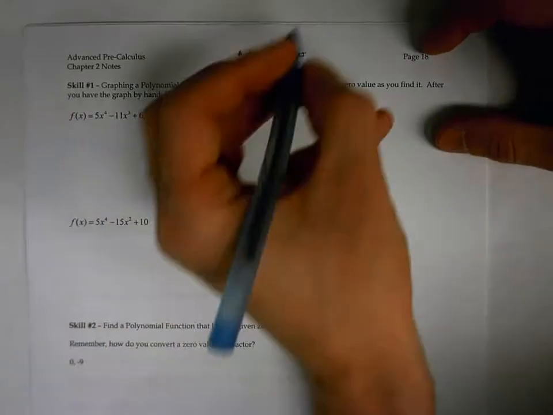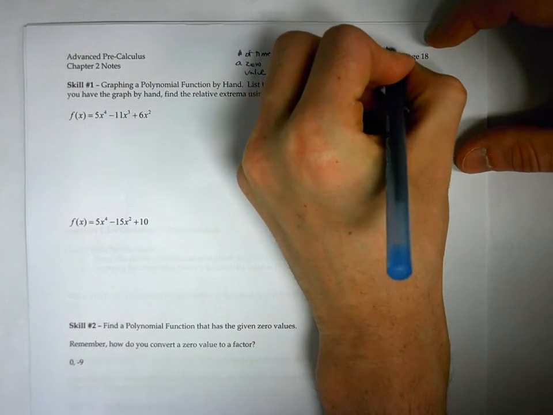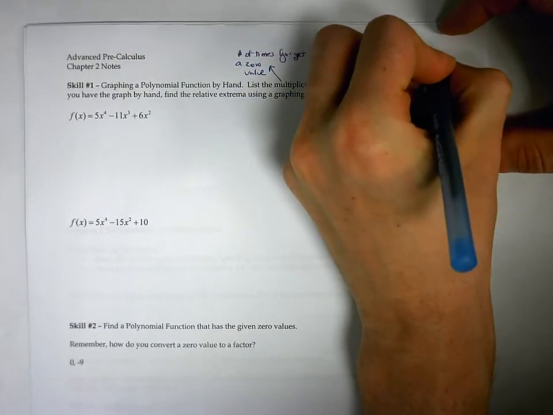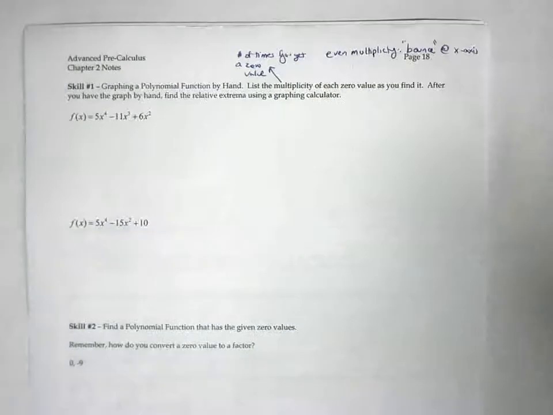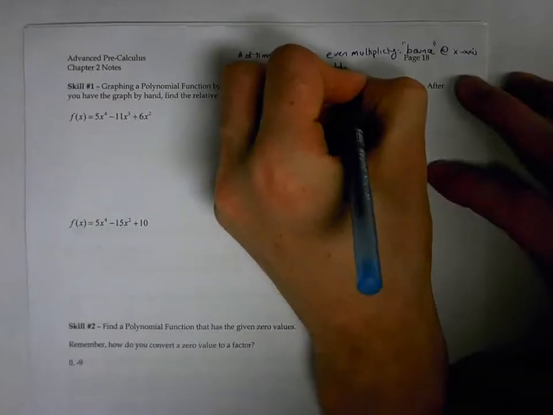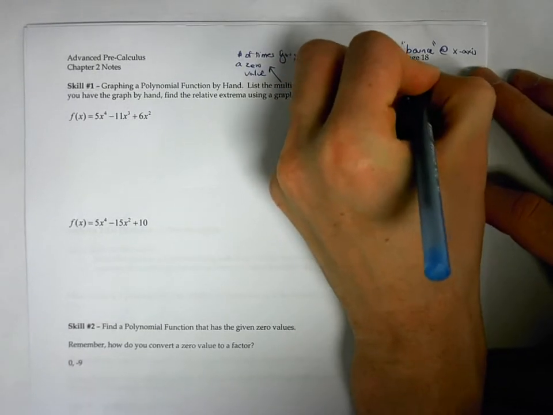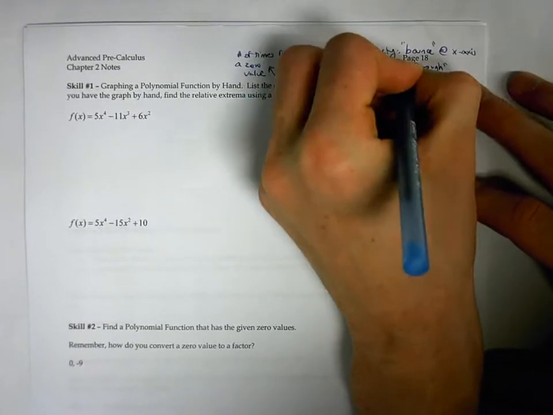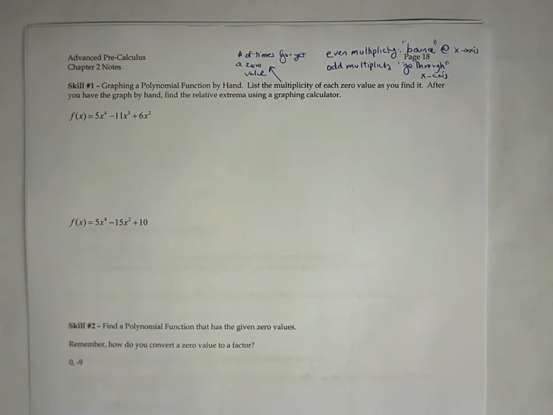And when it comes to graphing, if we have an even multiplicity, the graph is going to bounce at the x-axis. So whatever way we come from, it's going to head back in that direction. If we have an odd multiplicity, it's going to go through the x-axis.